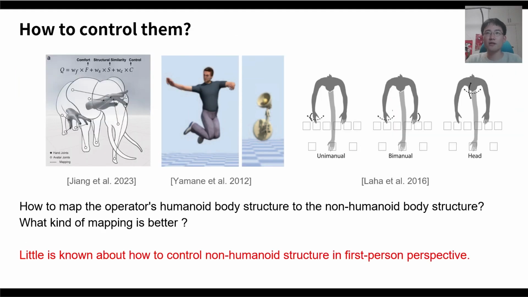One of the greatest challenges in controlling and embodying these non-human bodies is determining how to map the operator's humanoid body structure to the non-humanoid body structure, and what kinds of mapping are better. To answer these questions, researchers have taken approaches such as generic mapping through machine learning-based approaches and comparing multiple control schemes to find a better one. However, little is known about how to control non-human structures in first-person perspective, which is considered important for a sense of immersion.